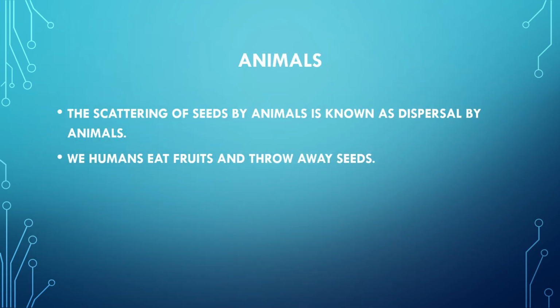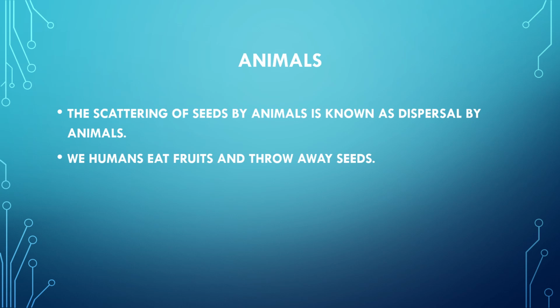Dispersal by animals. The scattering of seeds by animals is known as dispersal by animals. We humans also eat fruits and throw away seeds, and these are also dispersed. When seeds attract animals, those animals eat the juicy and sweet fruits. The seeds pass through their body, and the animals drop them as droppings in different places. This is how seed dispersal is done by animals.